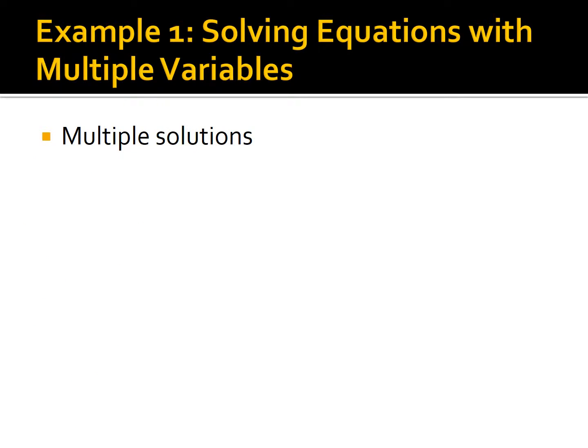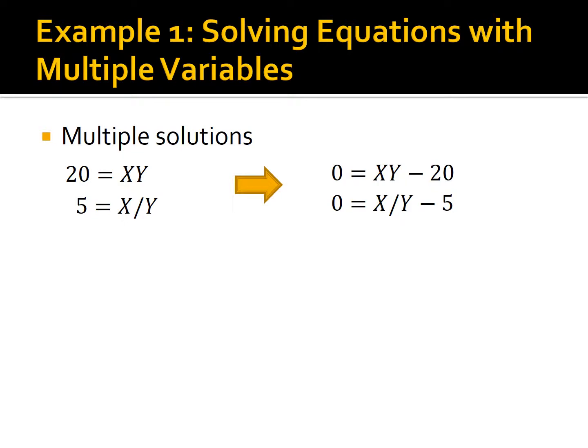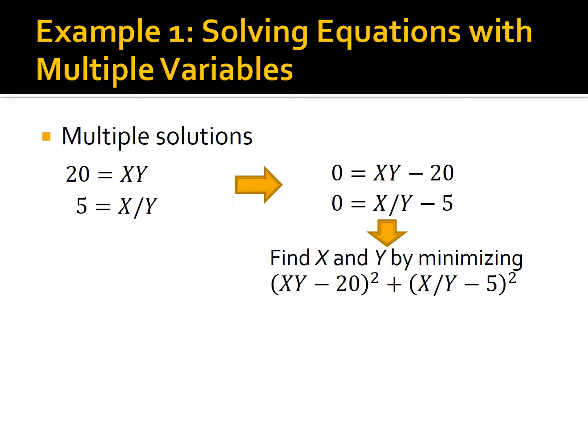Next, let's say we have multiple solutions. For example, 20 equals x times y and 5 equals x over y. We can move everything to the right hand side and isolate 0 on the left hand side. Again, we would like to minimize (xy minus 20) squared plus (x over y minus 5) squared.